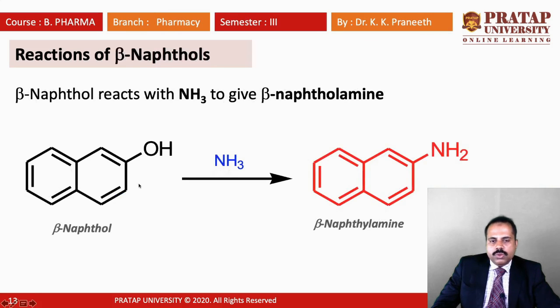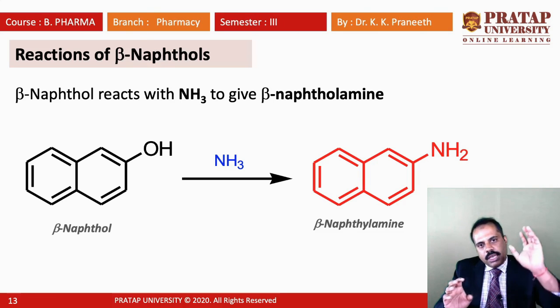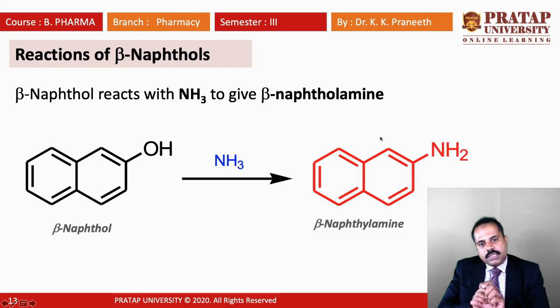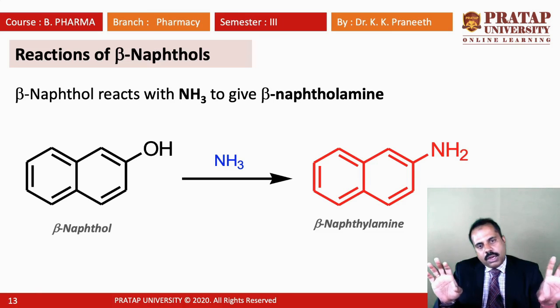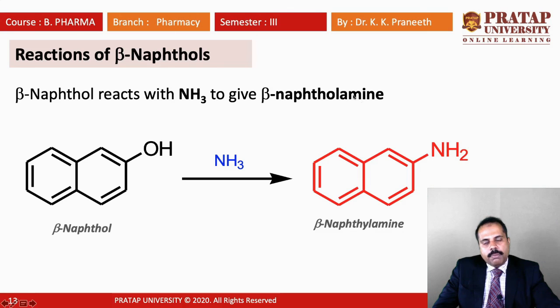So, these are the two important derivatives of naphthalene. One is nitronaphthalene, which has two types, alpha and beta nitronaphthalene, and similarly naphthol also has two types, alpha naphthol and beta naphthol. In the next class we will see about anthracene. Anthracene has three aromatic rings attached, and then we will see phenanthrene, and we will finish these polynuclear hydrocarbons.